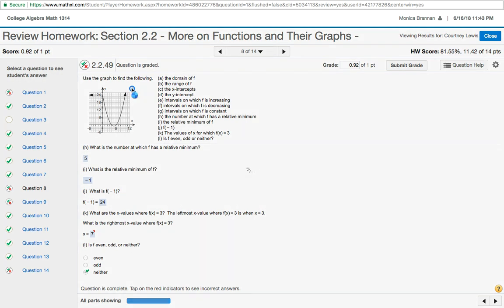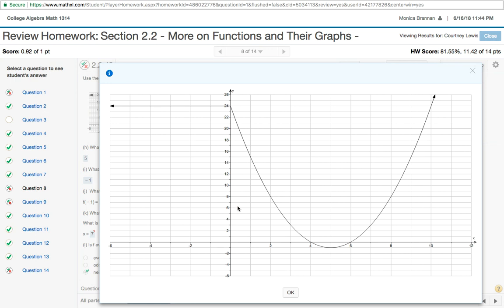If it says f of x equals 3, that means y equals 3. So I go along right here, and I hit the graph. That's my rightmost point when y is 3. And what is x there? x equals 7.